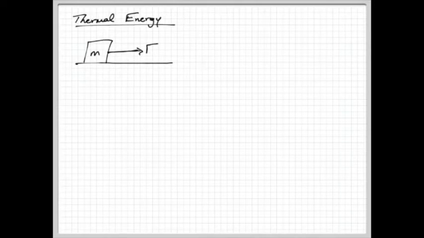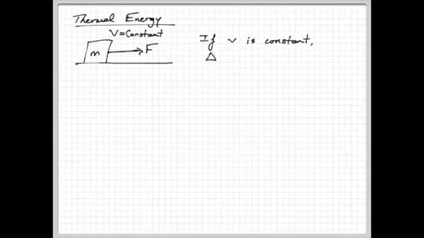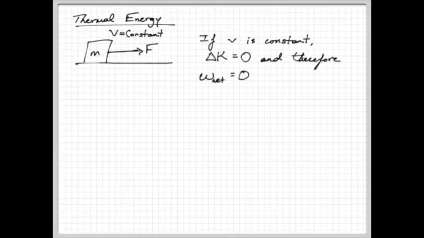All right, so a new form of energy we're going to talk about is thermal energy. So in thermal energy, let's look at an example. We've got a box of mass M being pulled with a force F, but the overall velocity is constant. Okay, so what does that mean? It means that if the speed v is constant, then there is no change in kinetic energy. Okay, which therefore means there is absolutely no net work being done on the object.